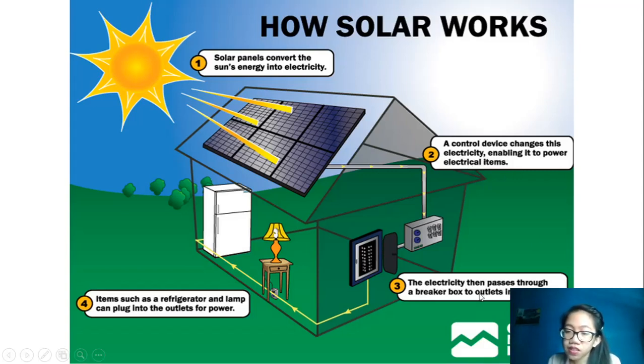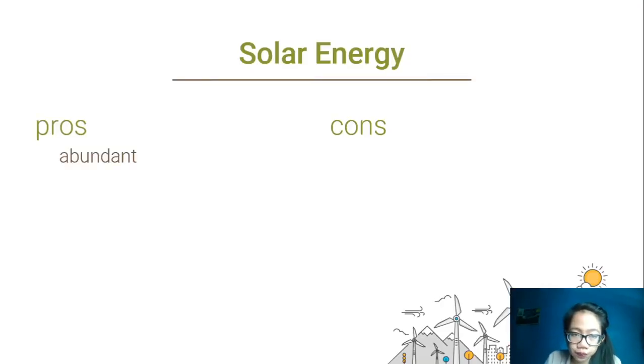Okay, so the electricity then passes through a breaker box, which outlets to the rest of the building, and thus powers our electrical devices. So this is just a picture of an ideal home, like an ideal setup of how a home could be supported by solar panels, electricity from solar panels.